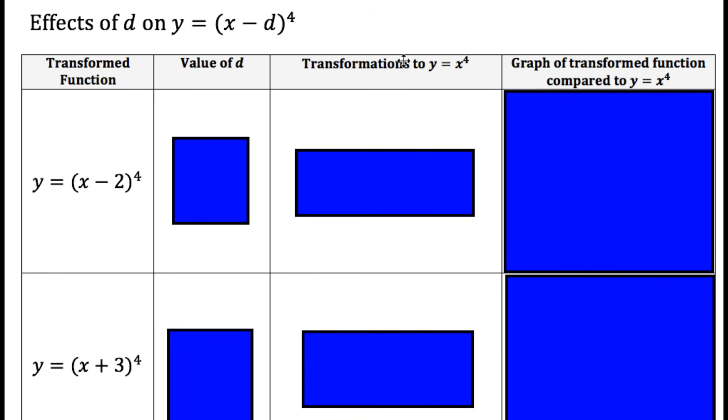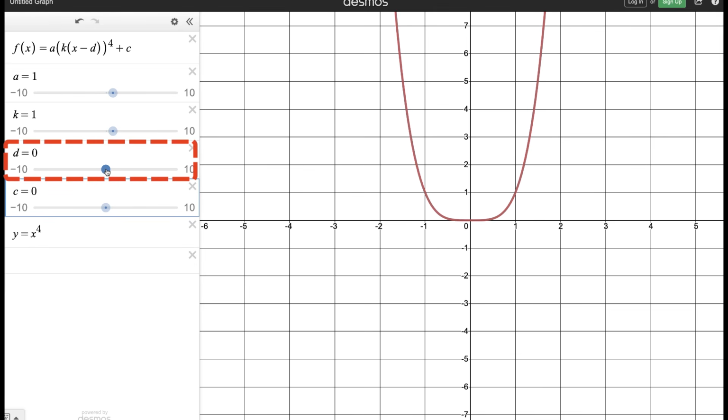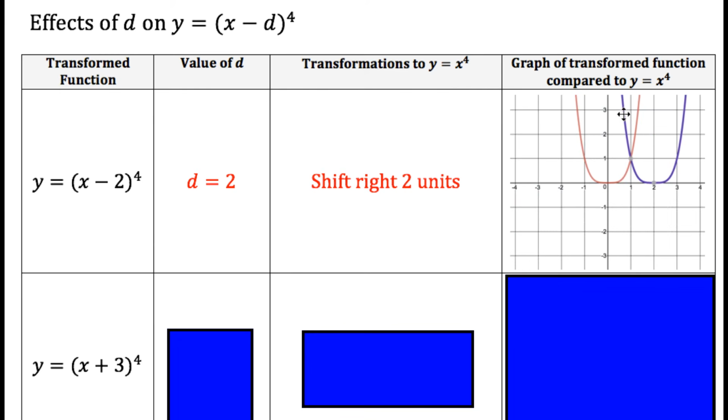Let's look at the effects of the d value. Remember, the general format is x minus d, so in this equation, x minus 2 to the power of 4, the d value is actually 2. Let's look at what happens if the d value is 2. So let's set the d parameter to 2, and notice that it shifts it right 2 units. You can sketch that graph.